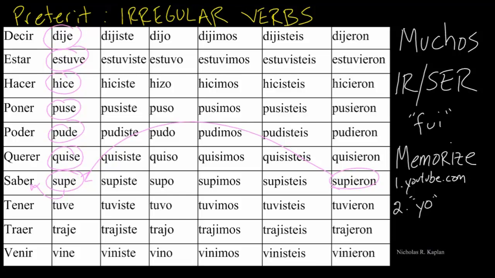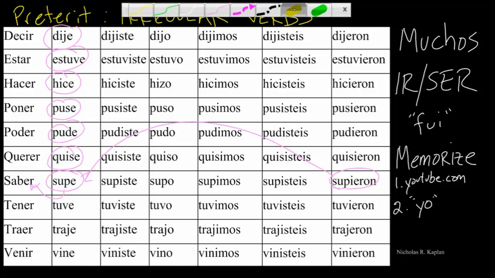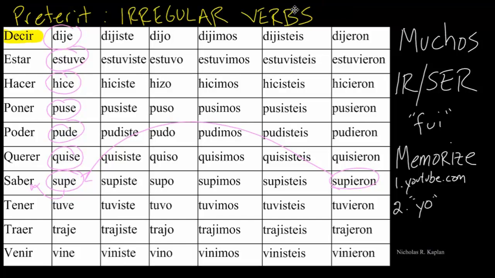And a couple other things I want to point out to you. Alright, let's grab our highlighter over here and let's look at the verb decir, and let's look at the verb traer. Alright, look all the way across those two. Do you see anything a little different? For some reason, they put a J in here. Why? I don't know. Spaniards, locos. That's what I have to say.